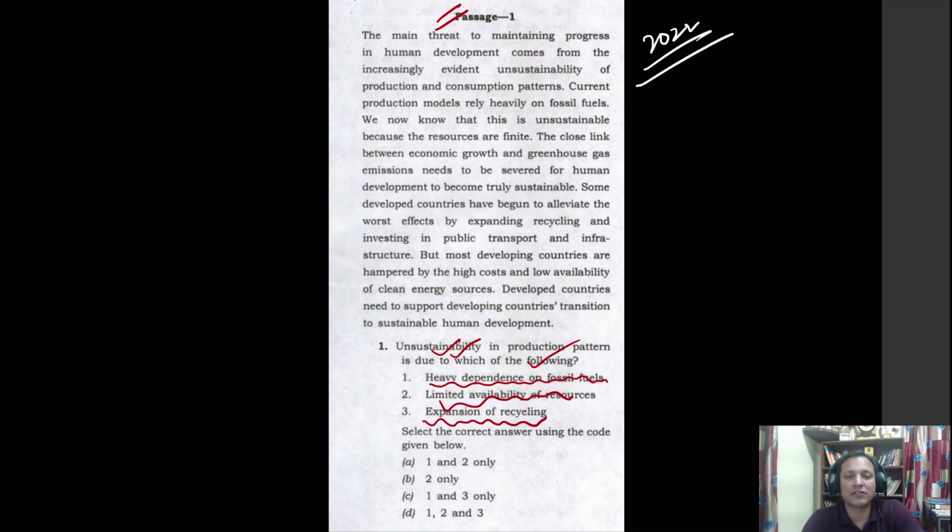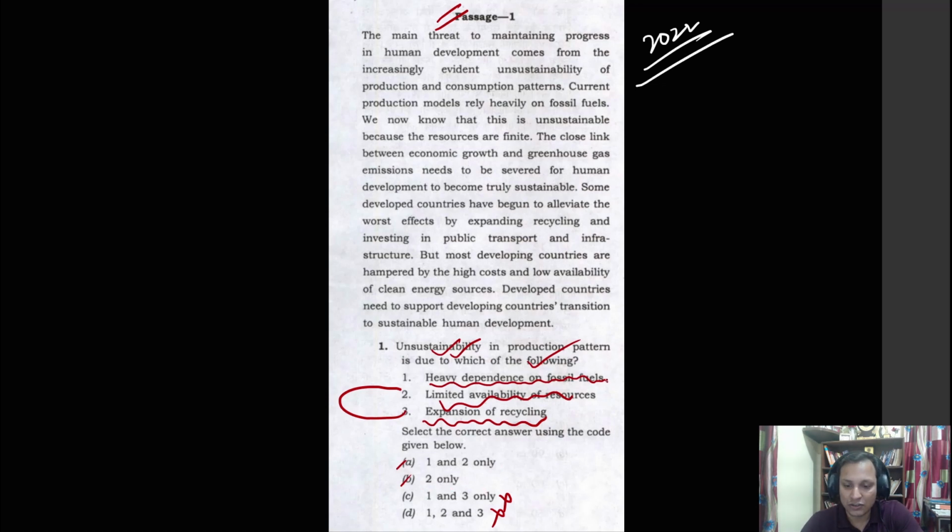Third statement says expansion of recycling. Guys, recycling is just the opposite of limited availability of resources. Recycling is a process which overcomes the constraint of limited availability of resources. When we start recycling things, we can use the same thing over and over again. So we move from an unsustainable source to a sustainable source. So obviously statement 3 is just the opposite of 1 and 2. So 3 cannot go with 1, and 3 cannot go with 2 also. So we can cut C and D, and here we have A and B, 1 and 2 only, and 2 only.